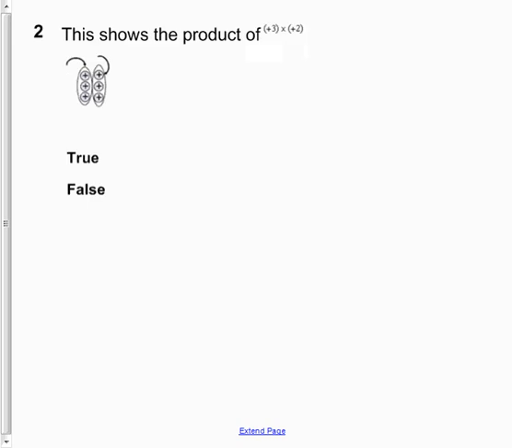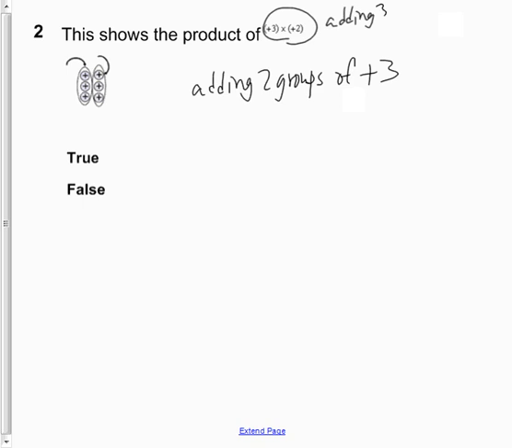Question 2, this shows the product of positive 3 times positive 2. 68% say true, and 31% say false. I am adding 2 groups of positive 3. This picture shows adding 2 groups of positive 3, but this statement says adding 3 groups of positive 2. That would look like this.